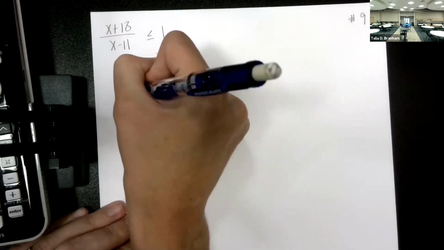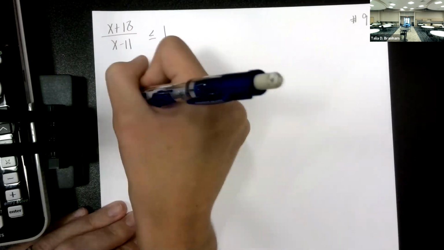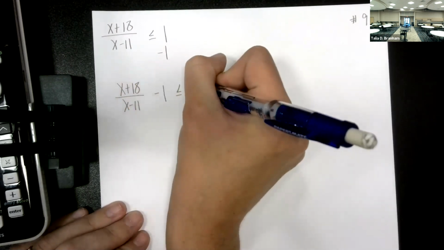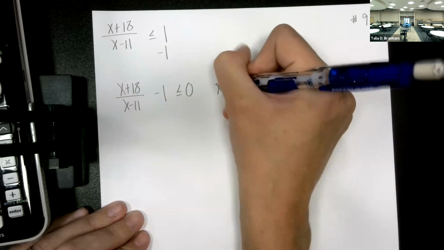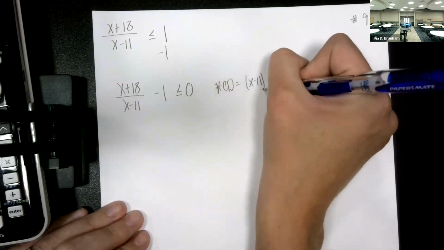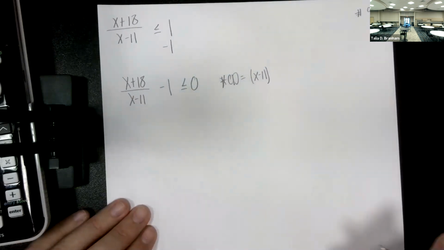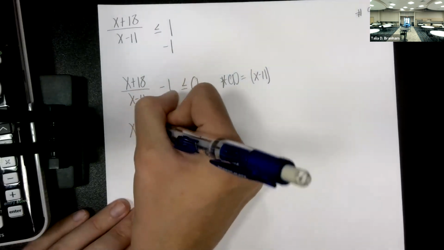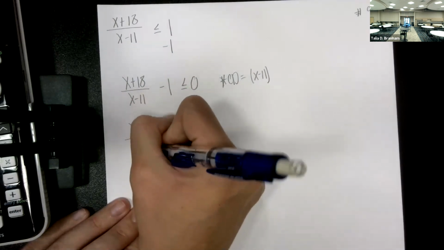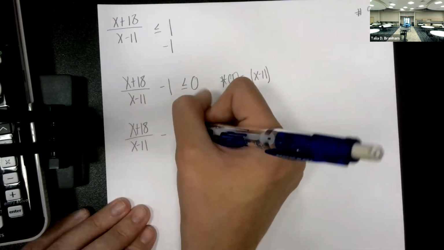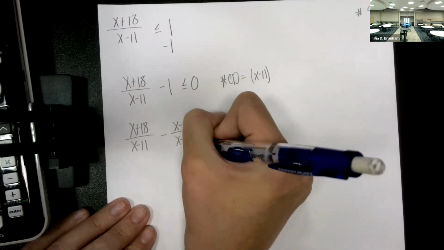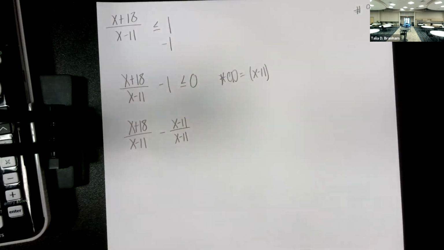So we have x plus 18 over x subtract 11 subtract 1 is less than or equal to 0. So when we get to this point, we have our common denominator, which is this x subtract 11. So when I multiply by it, I'd have x plus 18. They have it in 2 steps, so I guess we will. And then we'd have x subtract 11 over x subtract 11, since we're subtracting.